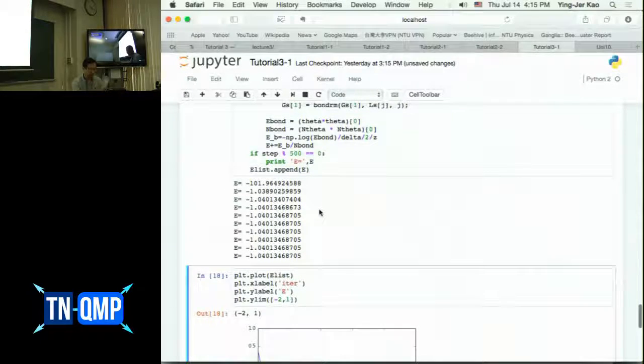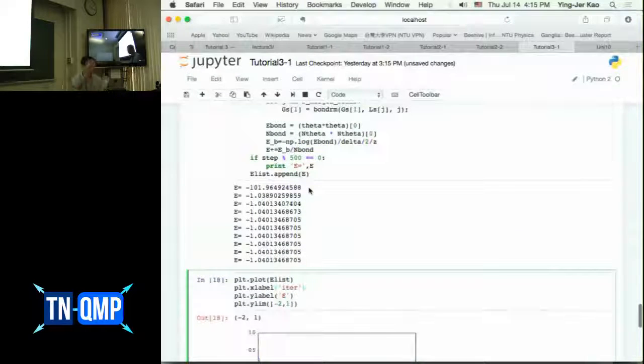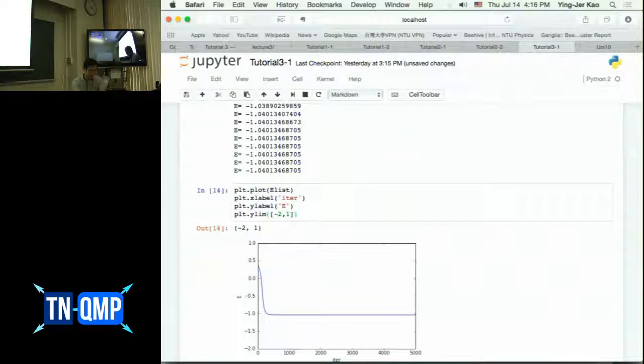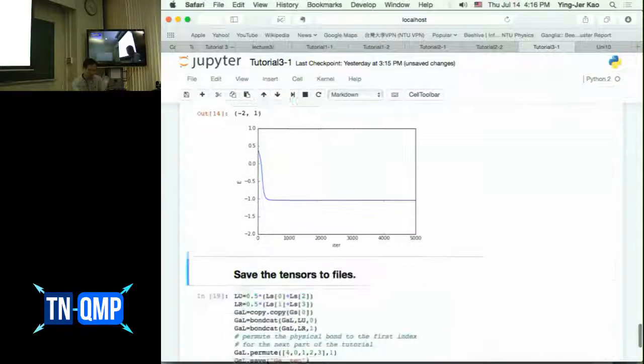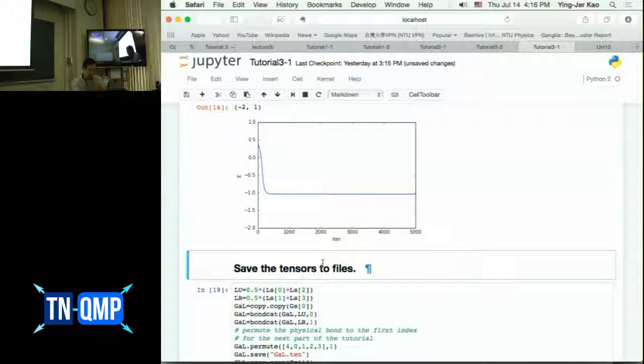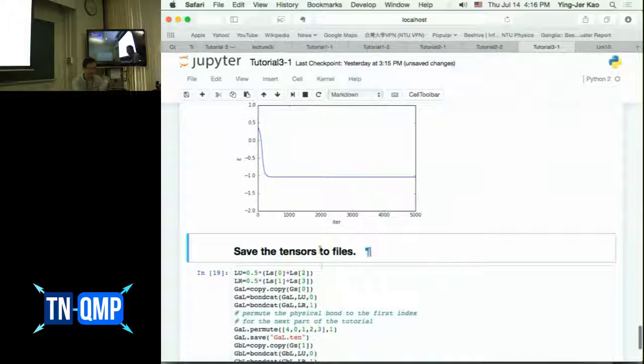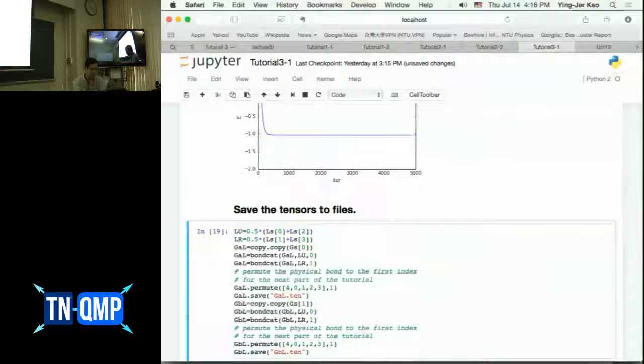So now I have my tensors, and using this local energy, I can have some energy convergence criterion. It seems to converge. Of course, for more sophisticated methods, you need a better way to compute the energy. Okay, so it converges, and then we want to use these tensors to do the next step. The next step is using TRG. So I save the tensors to files.